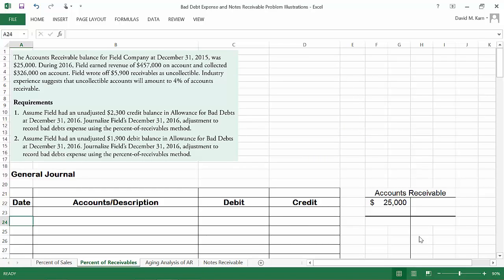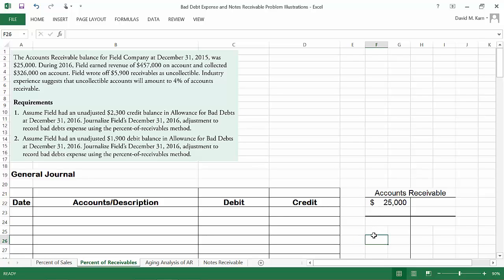Okay, now let's take a look at how we do percent of receivables. And this problem is going to be a little different from percent of sales, and you'll see why as far as calculating the amount of our adjusting entry. It says the accounts receivable balance for Field Company at December 31st of 2015 was $25,000. So I put that over here in a T account.